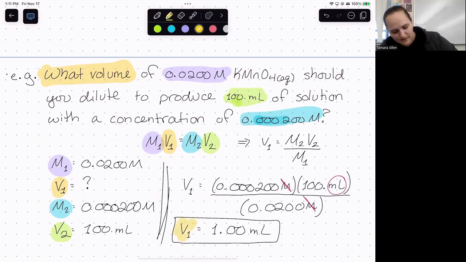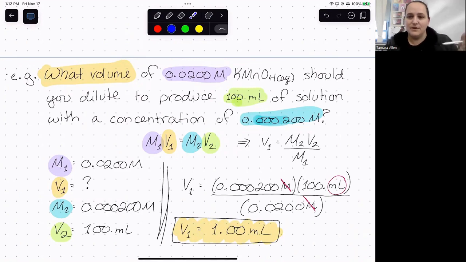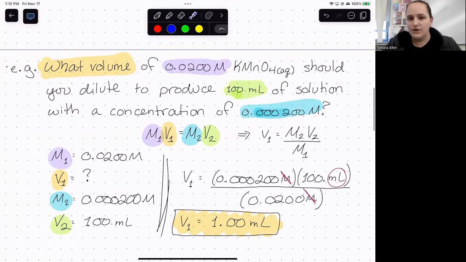So what this is telling you is if you have a 0.02 molar solution available to you, and you want to end up with 100 milliliters of a 0.0002 molar solution, you need to take 1 milliliter of your starting stuff and dilute it up to that final volume of 100 milliliters in order to create that solution.